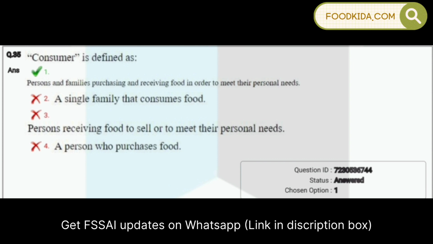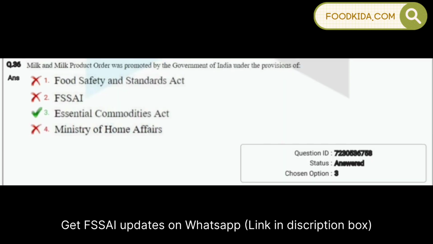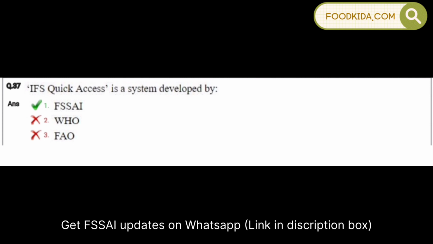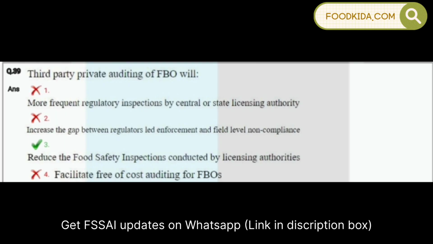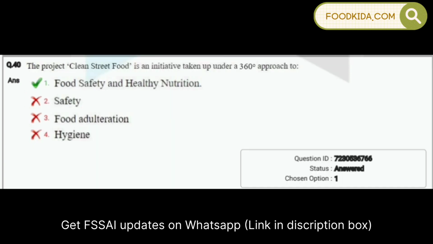Consumer is defined as the person or families purchasing or receiving food in order to meet their personal needs. Milk and milk product was promoted by Government of India under the provision of Essential Commodity Act. IFS Quick Access is a system developed by FSSAI. Third-party private auditing of food business operator will reduce the food safety inspection conducted by licensing authority. The project Clean Street Food is an initiative taken up under a 360 approach to food safety and health nutrition.